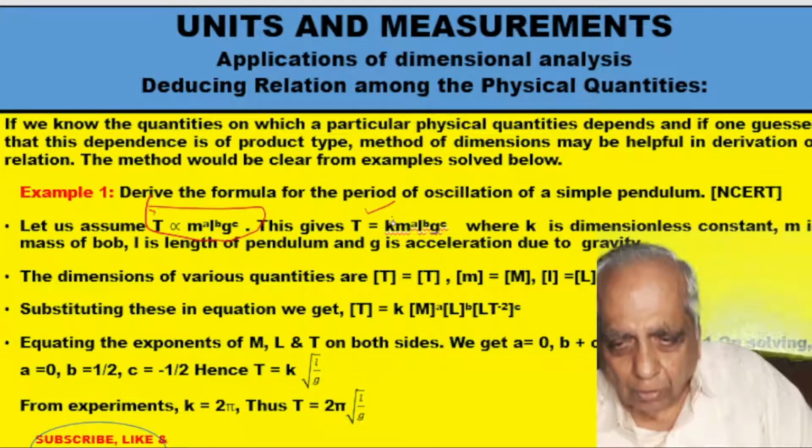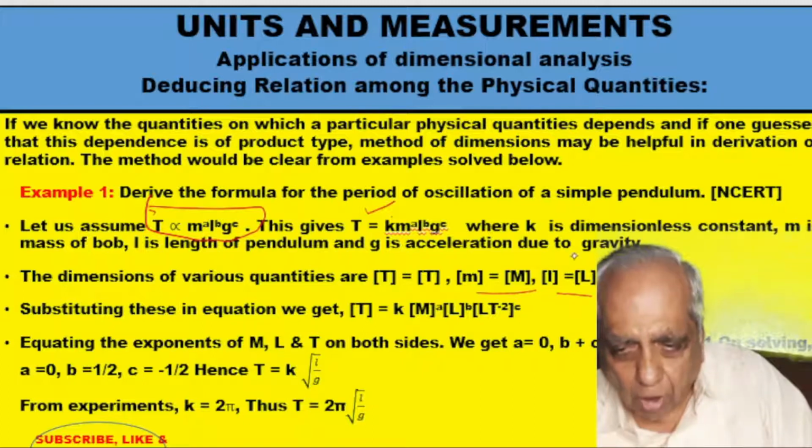Now I want to find the values of a, b and c. We have learned the principle of homogeneity of dimensions, so the dimensions of the left side and right side should be the same. The dimension of m on the left side is 0, l is 0, and the dimension of T is 1. Now I will equate it to the dimensions on the right-hand side. M is equal to capital M, l is equal to capital L, g is equal to L into T raised to minus 2. But now all are having indices, so my equation would be this.